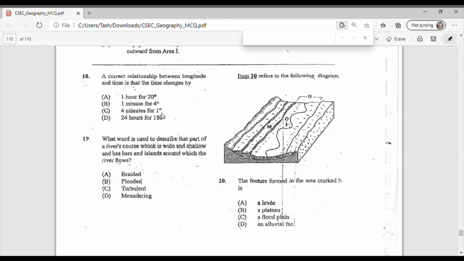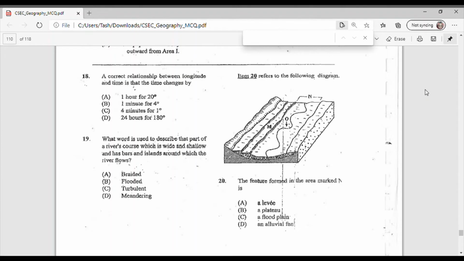So we know that 15 degrees equal 1 hour. So if the 15 degrees equal the entire 60 minutes, which is the 1 hour, it means that 4 minutes would be equal to the 1 degree, because 15 times 4 would have given you 60.